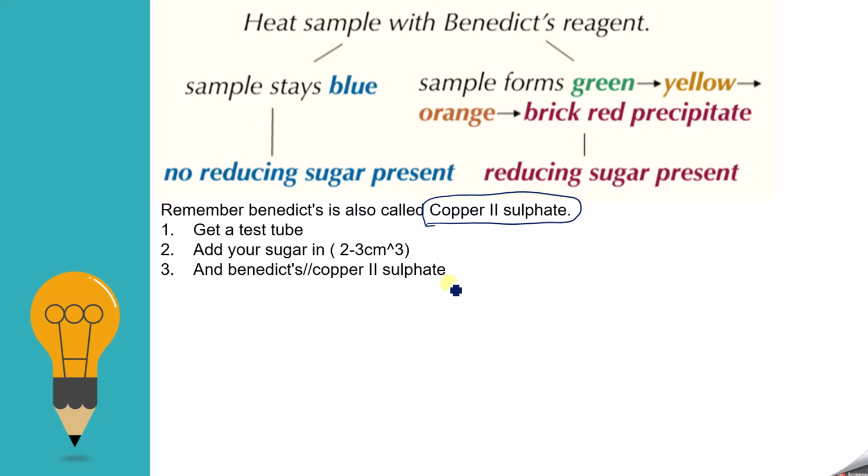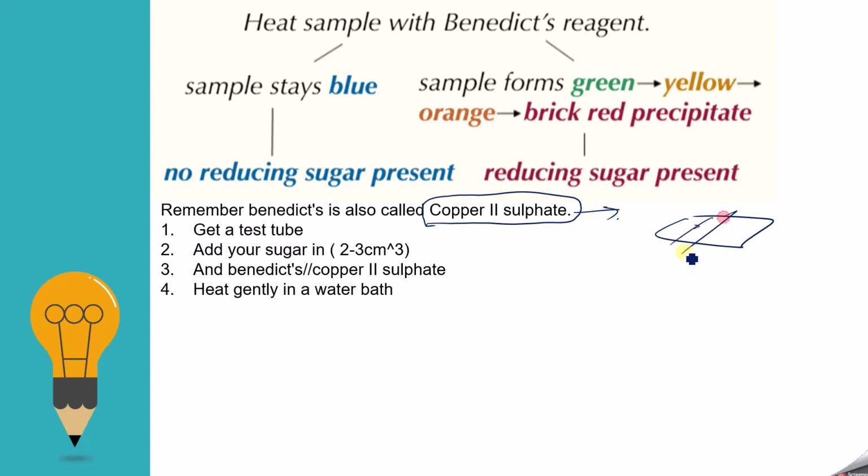Then you get your sugar solution, or the solution that you think has sugar in, but you want to see whether it does. So you add Benedict's solution or copper 2 sulfate. Beware that they could just put copper 2 sulfate in the exam and say this person is going to add copper 2 sulfate into his test tube. You need to know immediately that copper 2 sulfate is also called Benedict's solution. Number 4, heat gently in a water bath.